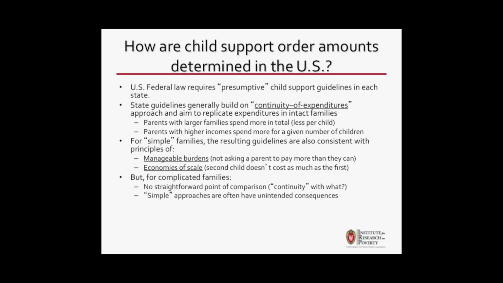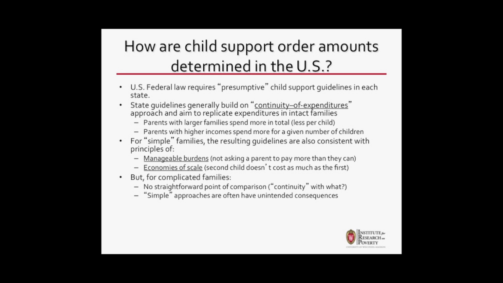Parents with larger families would spend more in total, so the order should take into account how many kids you're trying to support. It leads to saying parents with higher income do spend more on their kids than parents with lower income, and so they should continue to do that, so that this kid should not be disadvantaged by their parents being apart. And for simple families, you also get the economies of scale thing that we talked about earlier.